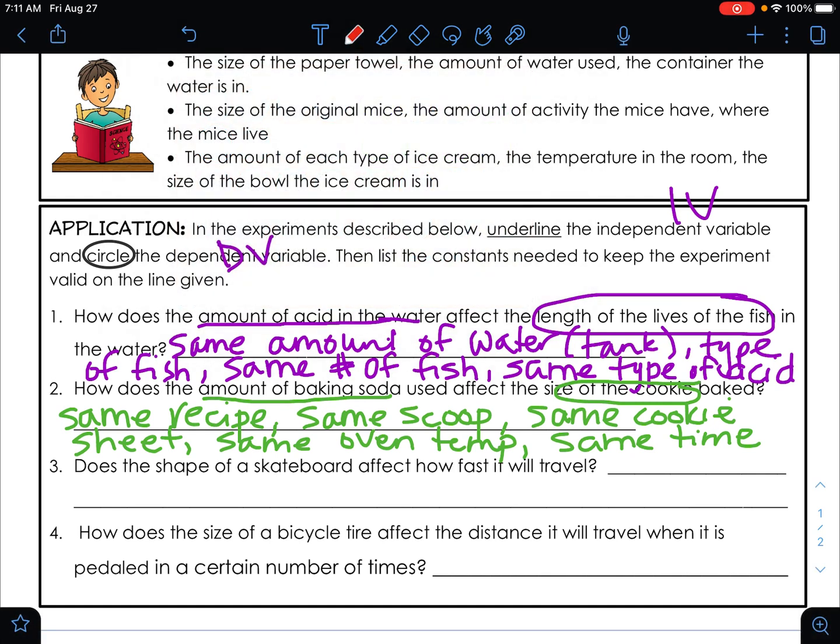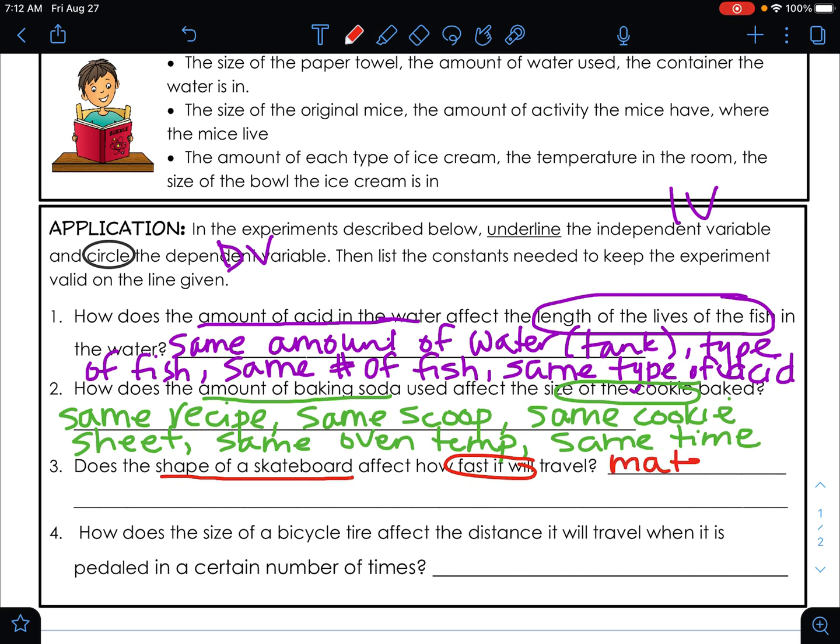All right, let's change again, and let's do the next one. How does the shape of a skateboard affect how fast it will travel? All right, what are we purposely changing? We are purposely changing the shape of the skateboard. What we are measuring is how fast it's going to travel. So what has to stay the same?